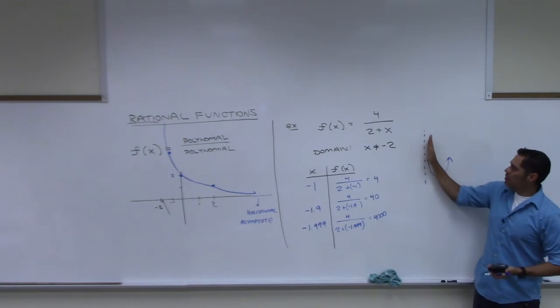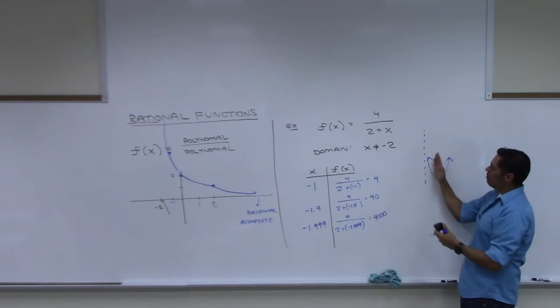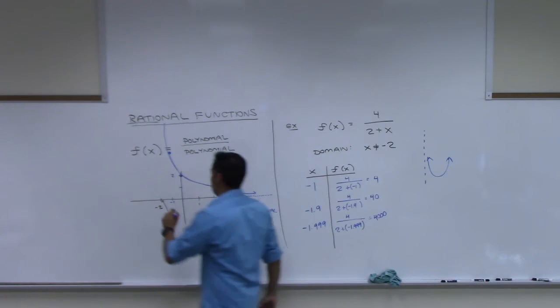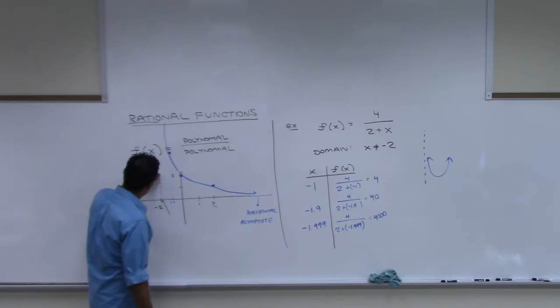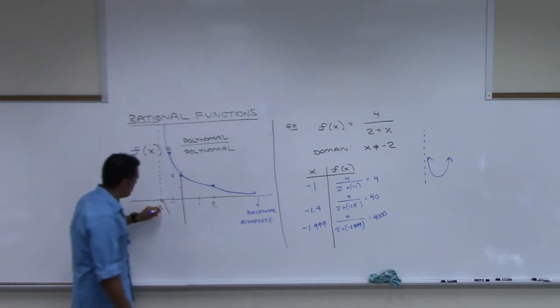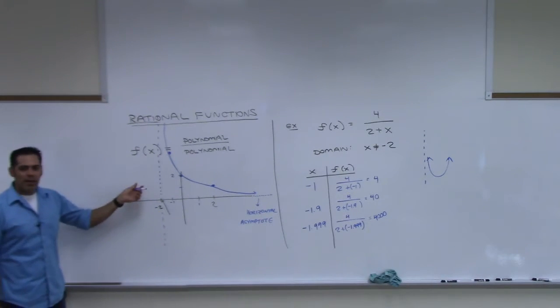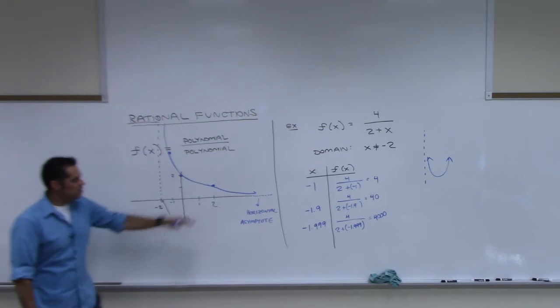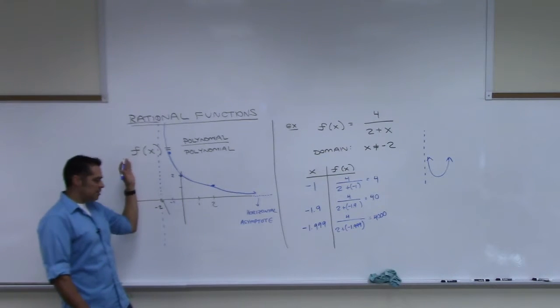We have to keep going up, but we have to always stay to the right side of this dotted line. So this -2 creates this barrier that we can't touch. And that barrier has a name. What do you think we call it? A vertical asymptote. So this is a horizontal asymptote. This is a vertical asymptote.